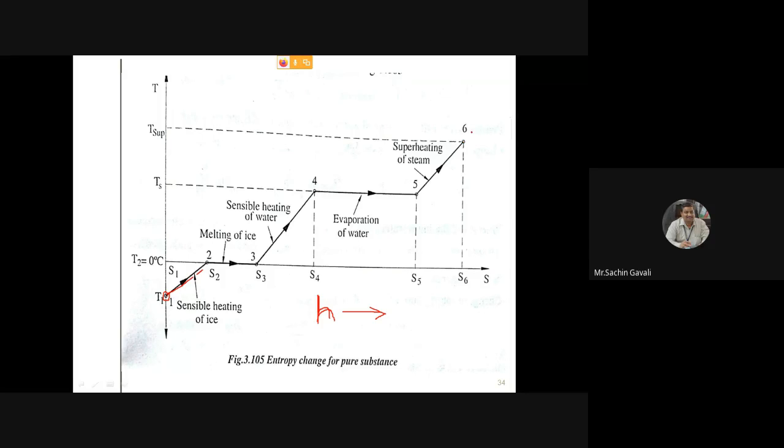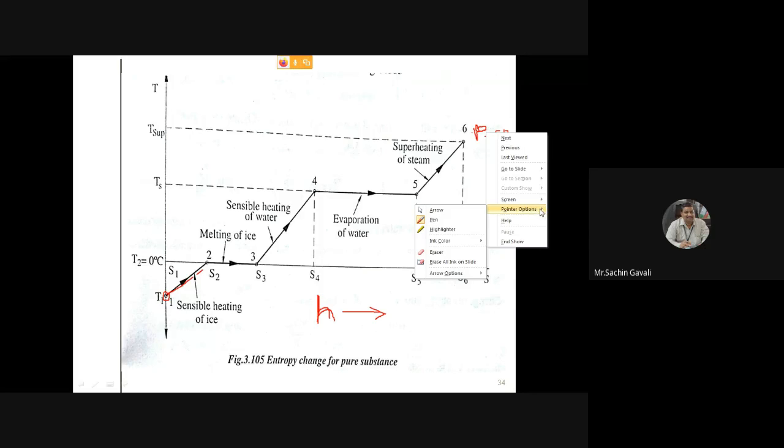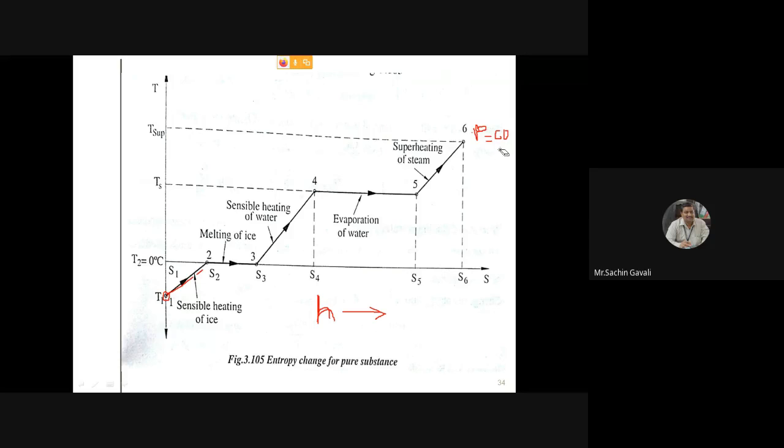So here along this line, 1, 2, 3, 4, 5, 6 states are there. Along this entire line, the pressure is remaining constant. And this pressure is called as what? Atmospheric pressure. Along this line, pressure P is equal to constant. Okay. Now what will happen?